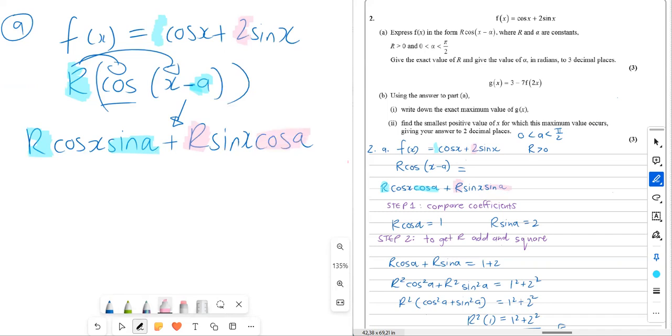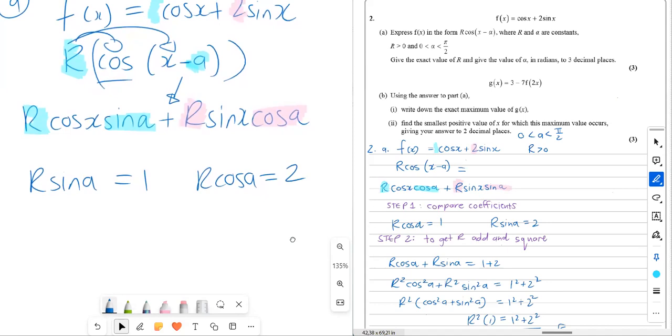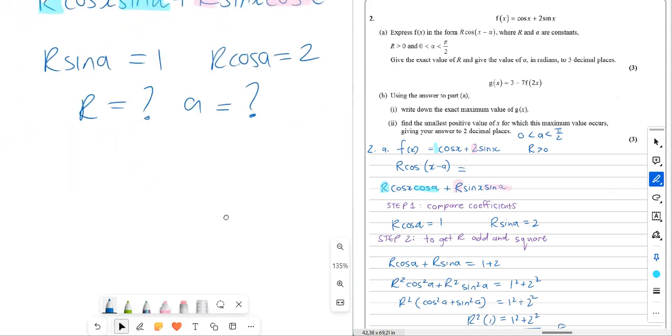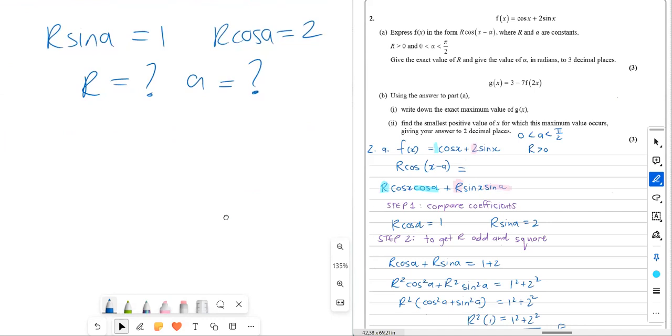So here we have the situation where we have 2 equations that we've made by comparing coefficients. So our first one is that R cos alpha equals 1. And our other one is that R sine alpha is equal to 2. Okay, so we've compared the coefficients, and now we need to get R and we need to get alpha. That's always the goal here. You want those 2 things. So how do we get R? How do we get alpha? Just manipulate these 2 equations in order to get the 2 things.